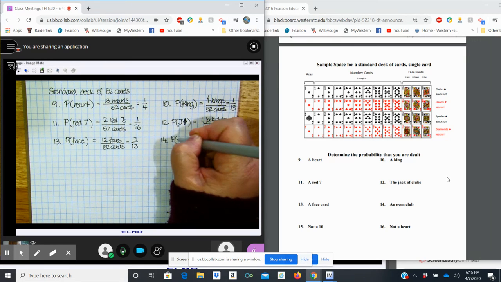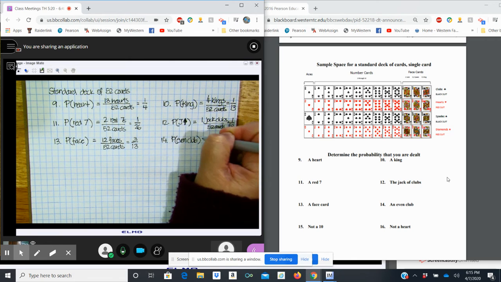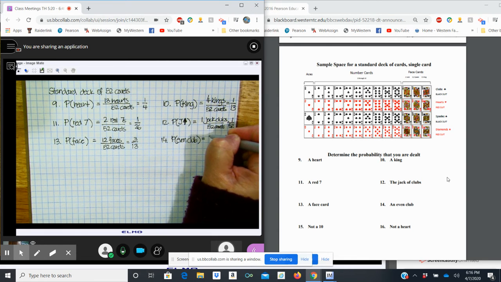Number 14 says the probability of an even club. Even would be a 2, 4, 6, 8, or 10. And clubs, so that's 5 clubs that are even out of 52. So that's just going to be 5 out of 52.